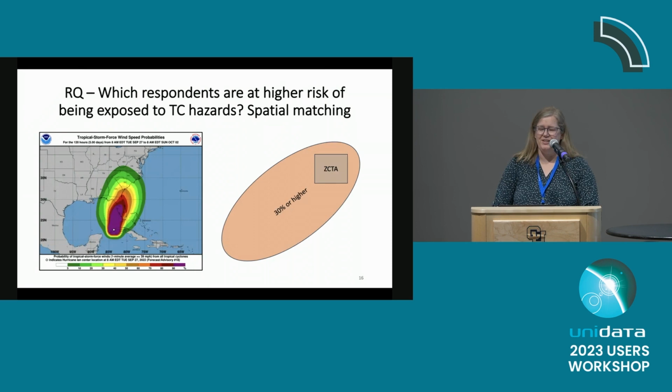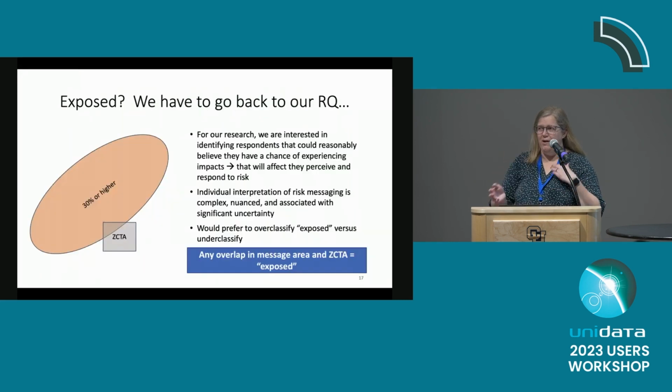So I'm just going to show one quick example. Say we're looking at the wind speed probabilities. It's worth mentioning that these are available in both grid format and also as shapefiles. So say we're using the shapefiles at this point and we've reduced them down to just the area where the wind speed probabilities are 30% or higher. So we want to find out if the ZCTA is in our exposed region or not. When it's all the way in the 30%, easy, right? When it's all the way out, it's really easy. But what about when it is partially in, partially out?